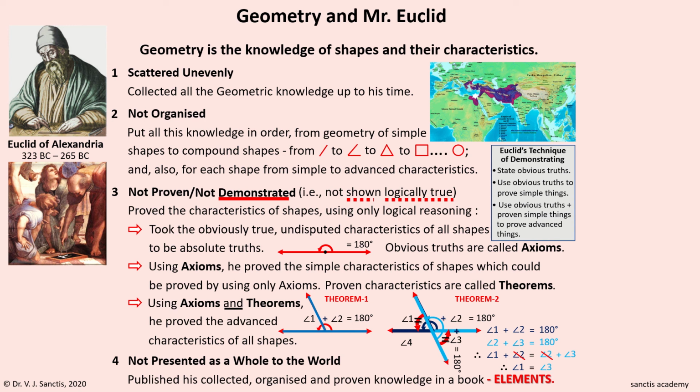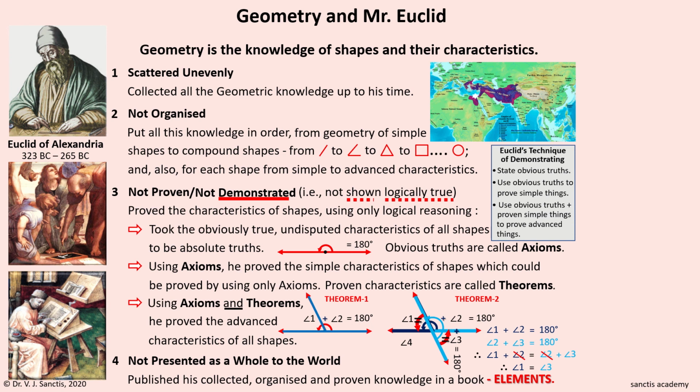Now, in those days there were no printing presses. Publishing meant hand copying by paid professionals called scribes. Euclid's book was so much demanded that even after Euclid, it continued to be hand copied and sold for about 1700 years until the printing press was invented in the 1440s, when it got printed in modern form. The book was in 13 volumes. The first 6 volumes were of geometry and the remaining 7 volumes were of other mathematics.